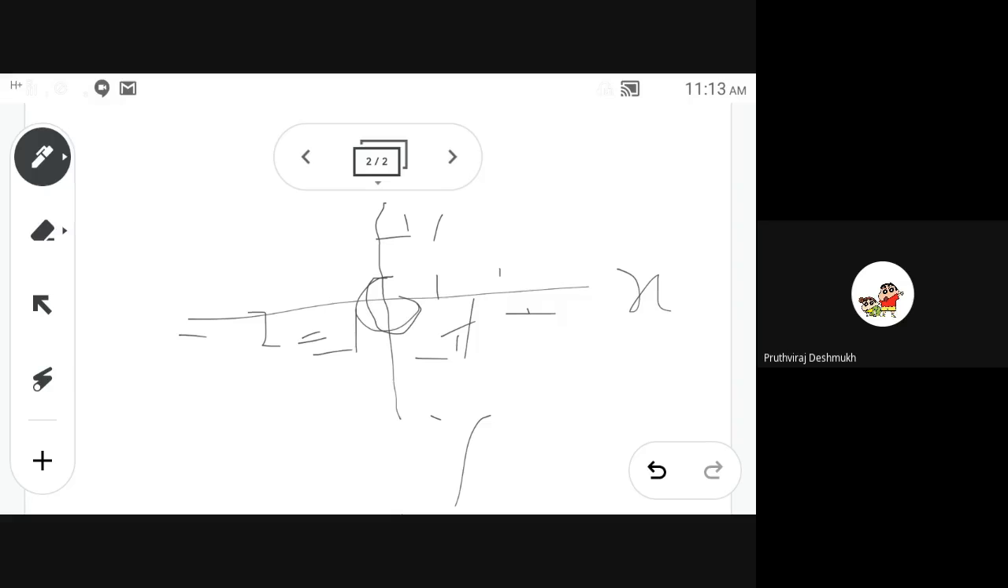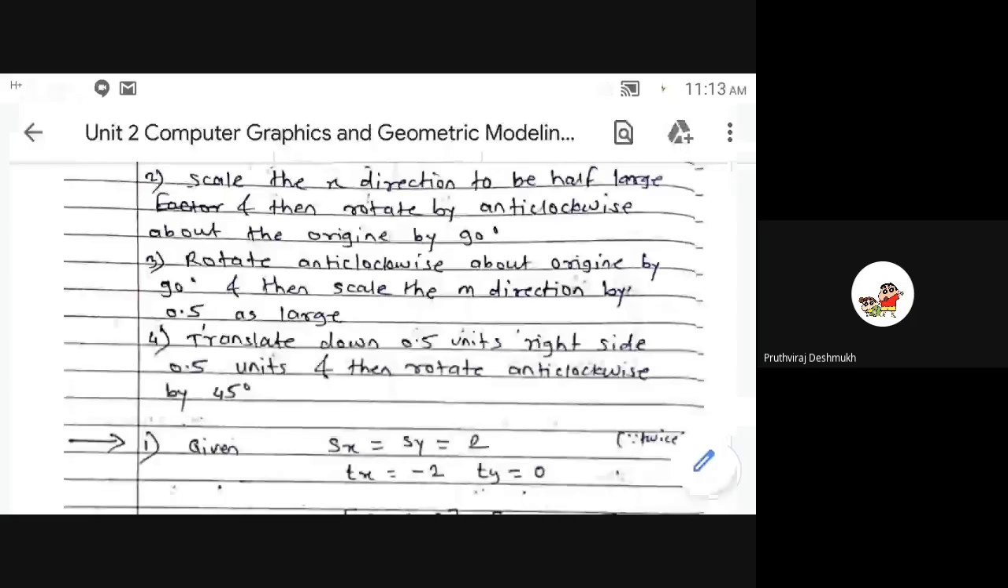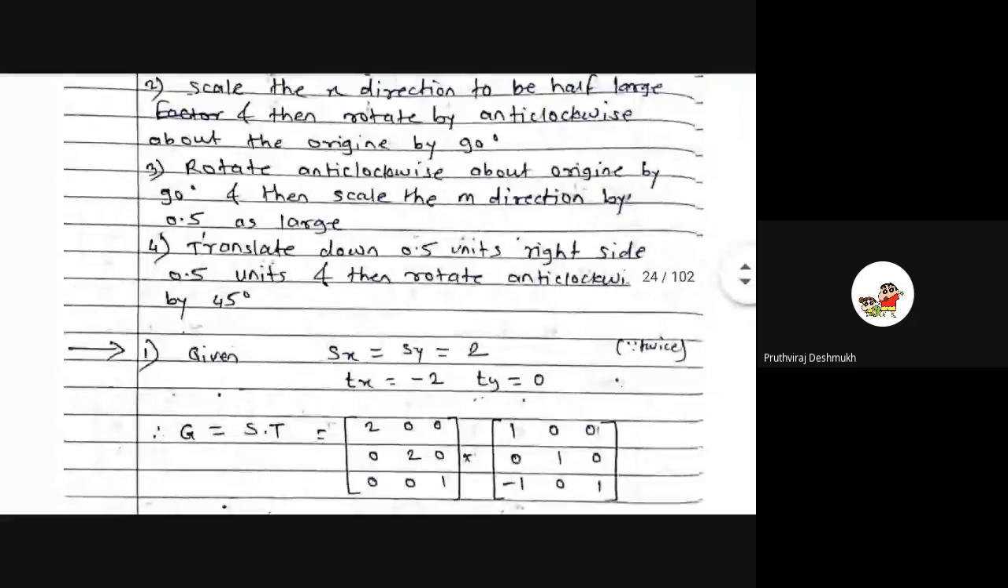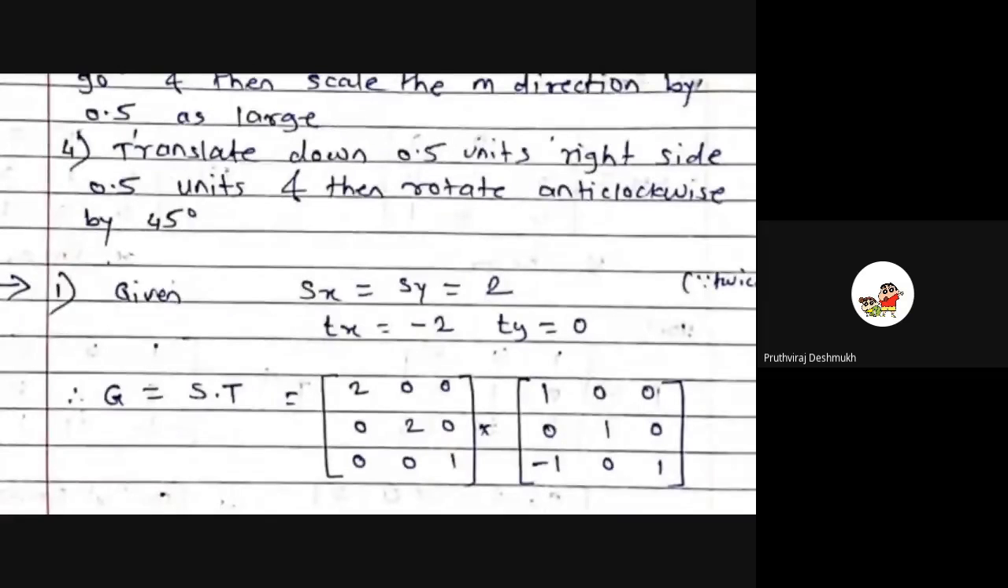Let's rejoin our problem. Now what is the problem? Translate it 1 unit to the left. Here tx is equal to -2, but by mistake I have written -2 here; tx is equal to -1. Tx is equal to -1.